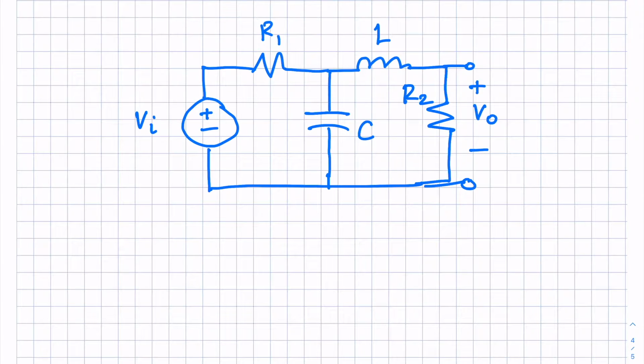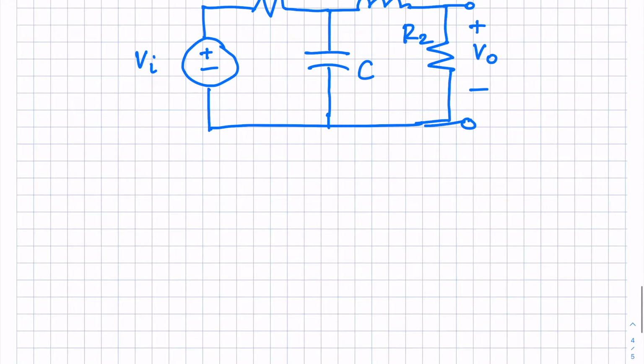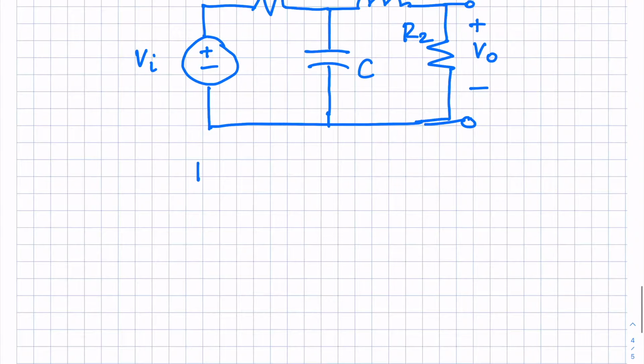Okay, here's a second example of analyzing a circuit with passive circuit elements. We start with this circuit that has two resistors, an inductor, and a capacitor with an input voltage source, and the output is across resistor R2. We'd like to find the transfer function Vout over Vin.